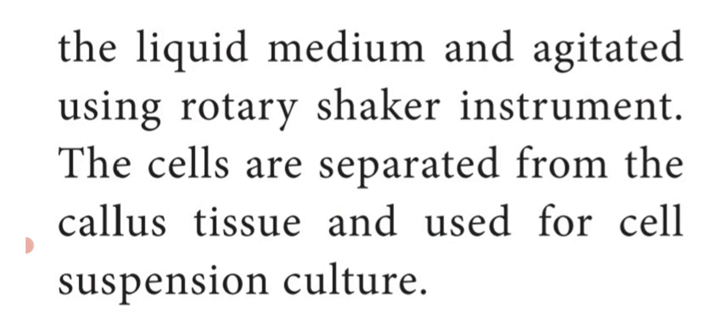So dear students, in this cell suspension culture, what type of cell are we taking? Callus cell. The callus cell is a mass, a group of undifferentiated, unorganized cells. So we have to isolate the cells. We place this callus into the rotary shaker instrument to separate the cells from the callus. After separating the cells from the callus, the process we do is known as cell suspension culture.